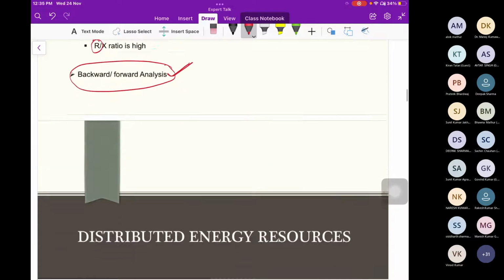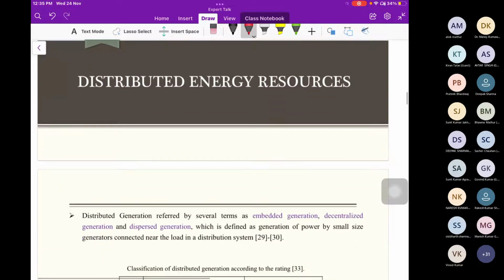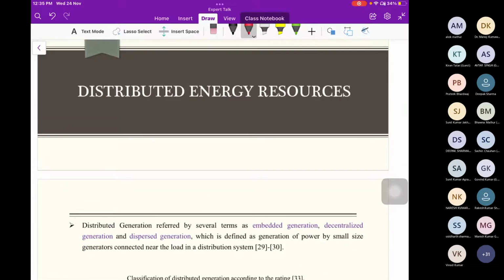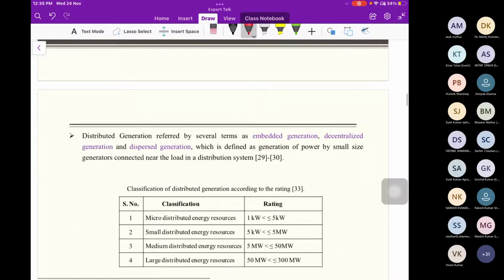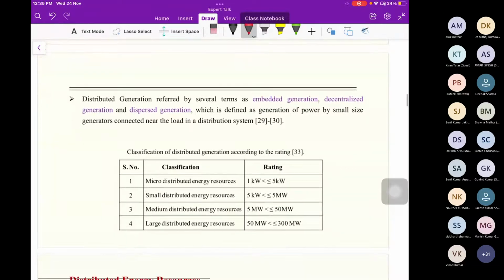First of all, we will discuss distributed energy resources and what they mean. Distributed energy resources can be defined as small-sized generators, say 5 kilowatts and lower, connected near the load in the distribution systems. So this type of technology we call distributed energy resources.